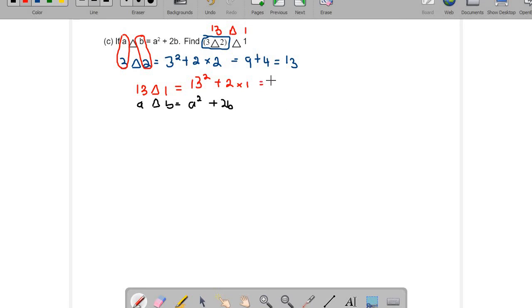Okay, so 13 squared would give you 169. So powers first, then you multiply. So 2 times 1 would give you 2. And last thing you're going to do is add. So you get 171 for this question.